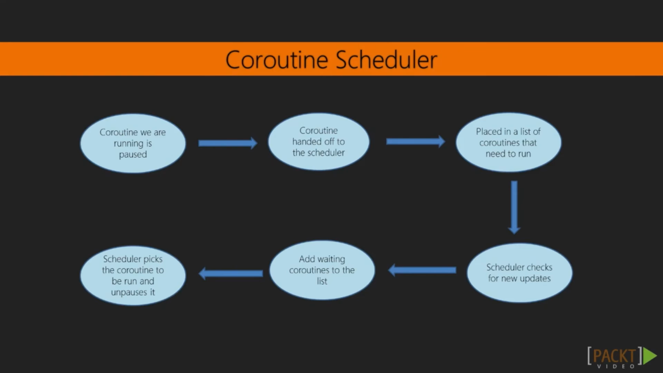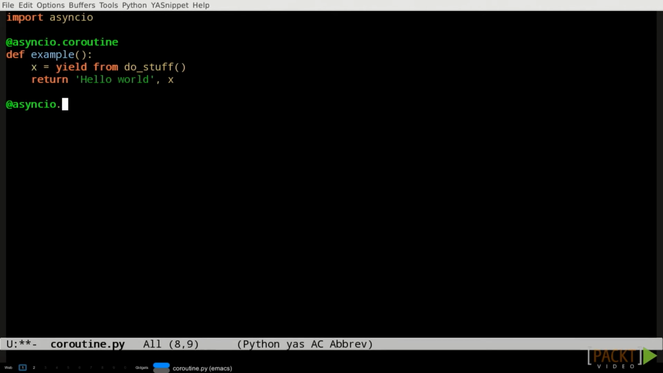Then the scheduler checks to see whether anything has happened that a coroutine was waiting for, such as new data coming across the network or another coroutine returning, and if so, it adds the waiting coroutines to the list as well. Then the scheduler picks one of the coroutines that needs to run and unpauses it. That means that if a coroutine has a long-running loop that doesn't contain any yield from expressions, not only will it block any other coroutine from running, it will also keep the program from checking for new data coming in across the network and prevent assorted other input and output operations from being serviced.